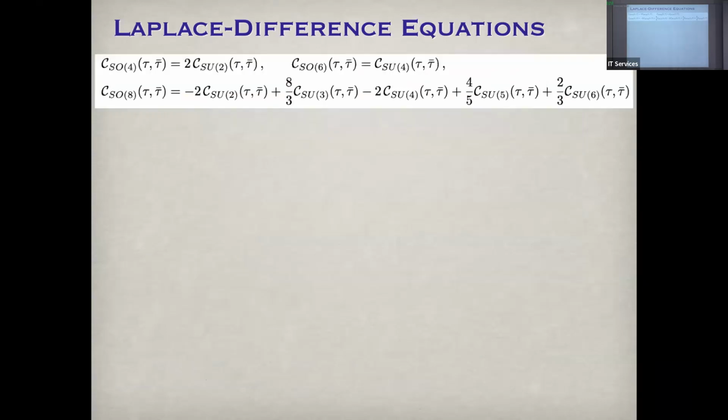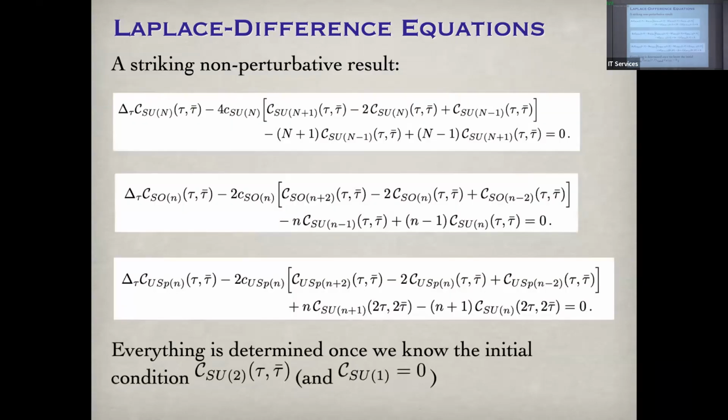Very good. So you can start solving the SO even. You plug in n equal to 2. SO2 is trivial. So you get SO4, SO2, SO0 is trivial. Nothing, SU2.